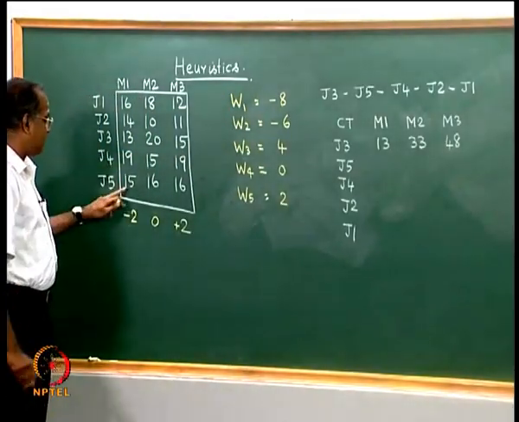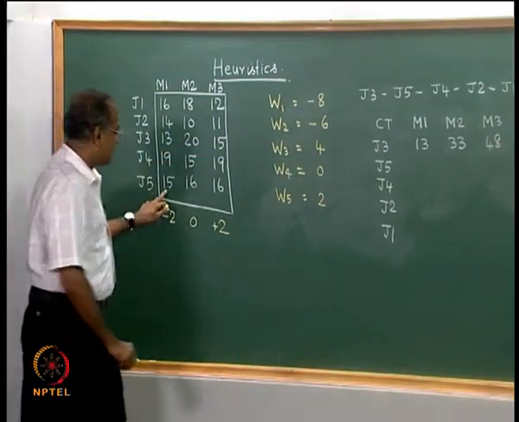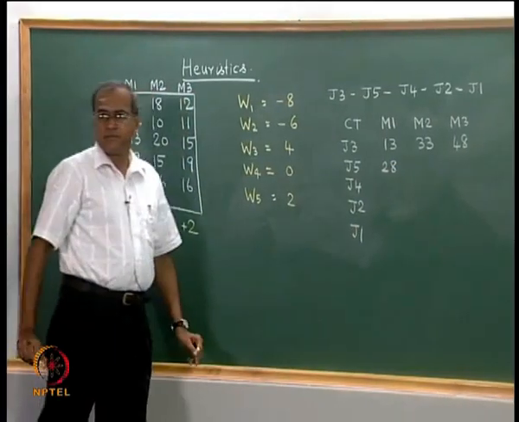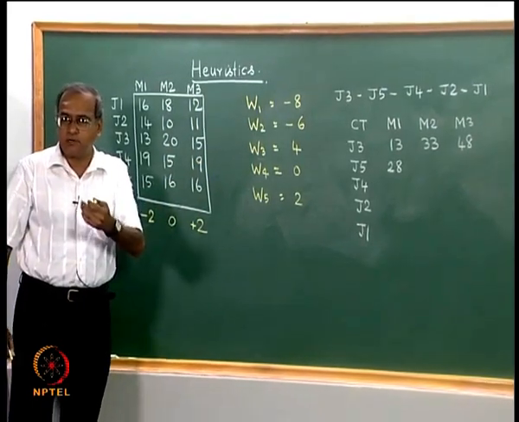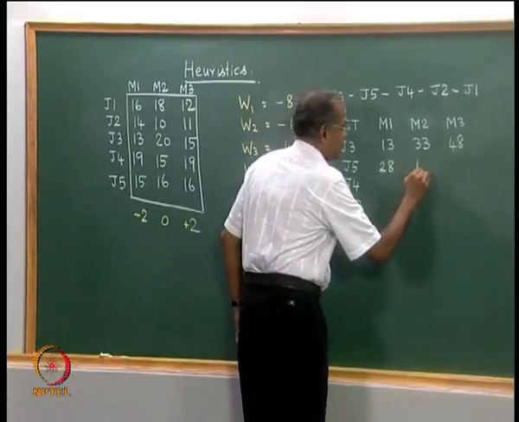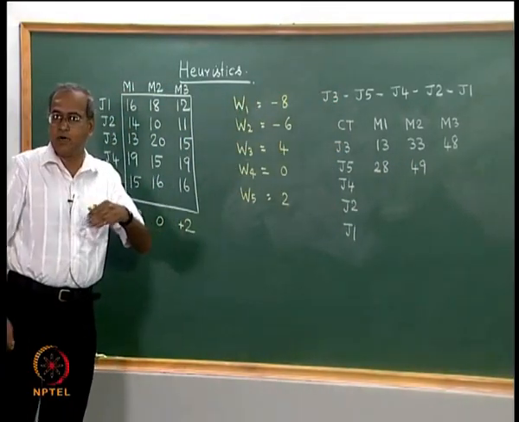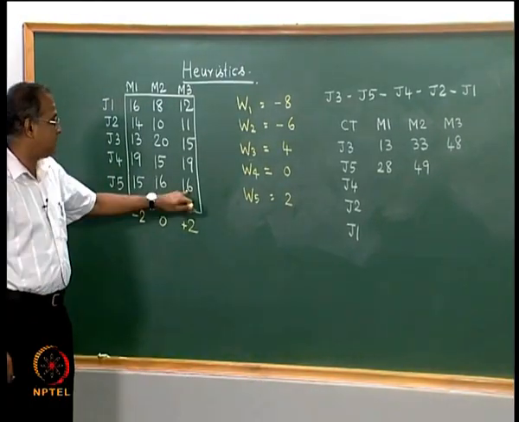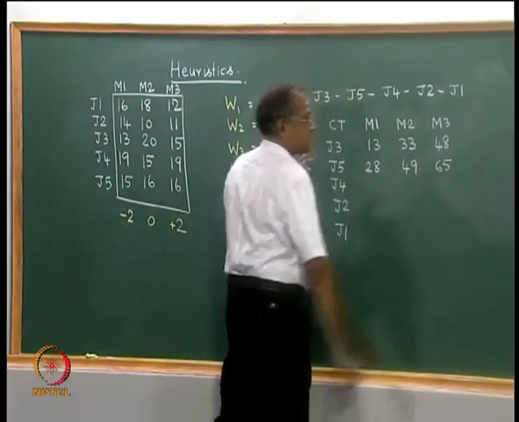Now, J5 can begin at time equal to 13 on M1, takes another 15, so finishes at 28, has to wait till 33 so that M2 is free, takes another 16, so finishes at 49. M3 is already available at 48, so starts on M3 at 49, takes another 16, so finishes at 65.